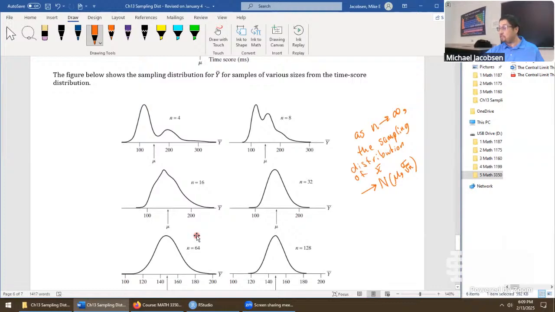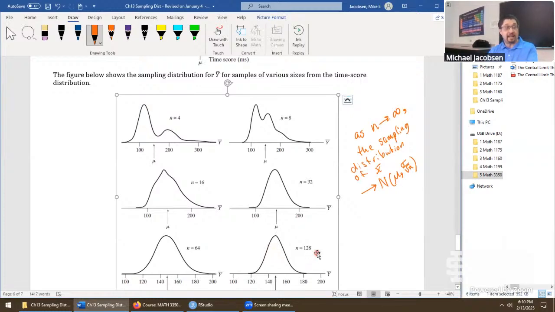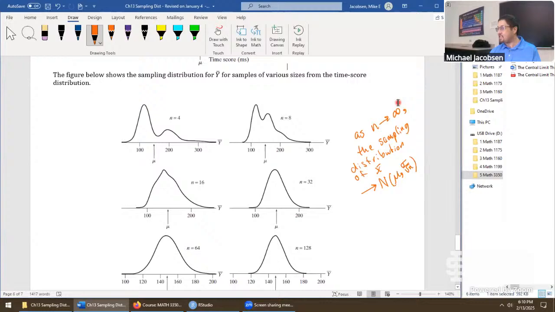So a sample size 64 would probably be a great approximation to the normal distribution. Sample size 128, if we could afford it, depending on how we're being funded, would be even better, but still just a touch of skew to the right from the original population. So again, that's all the central limit theorem is really trying to say.